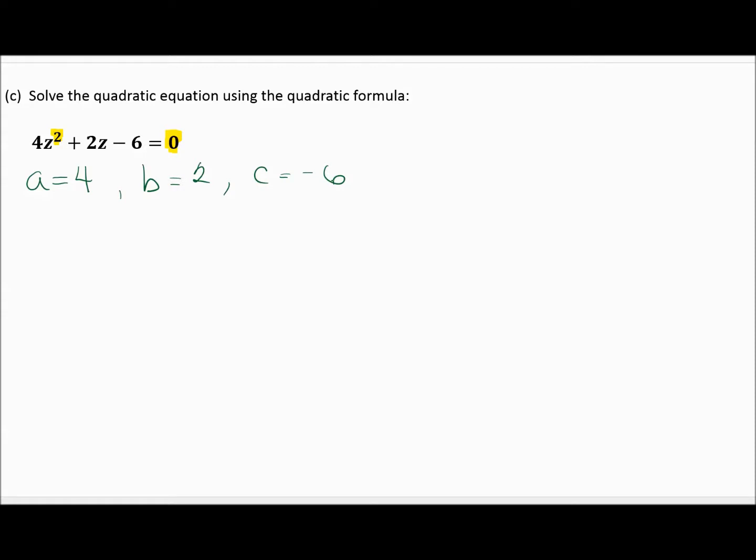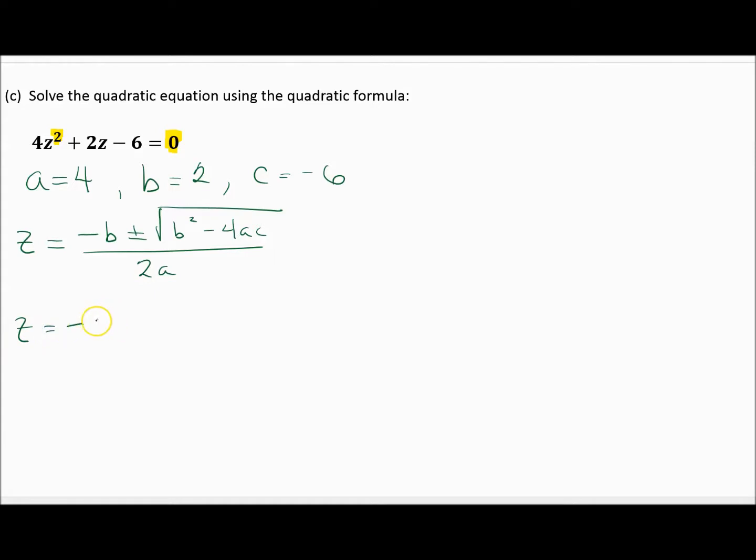All right, now our variable is z, so instead of saying x equals, this time I'm going to say z equals, and it's going to be negative b plus or minus the square root of b squared minus 4ac all divided by 2a. Notice I wrote the formula down this time because I don't have it in a big green box at the top. So here we go.